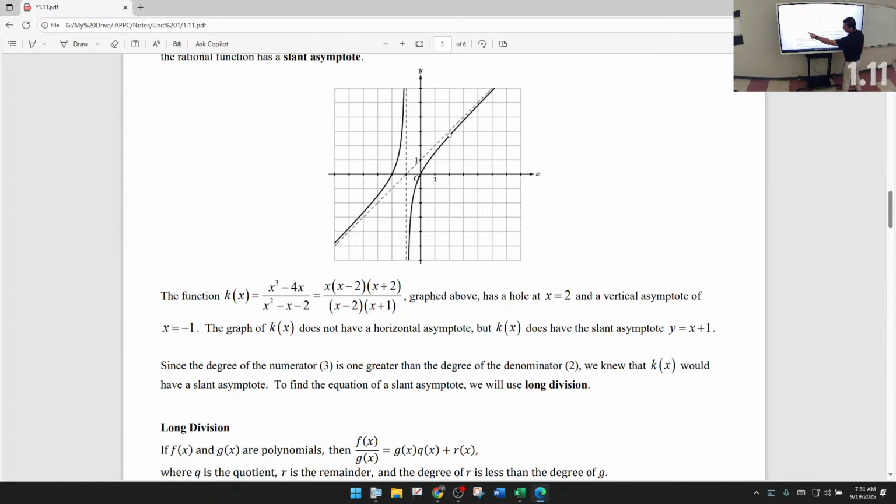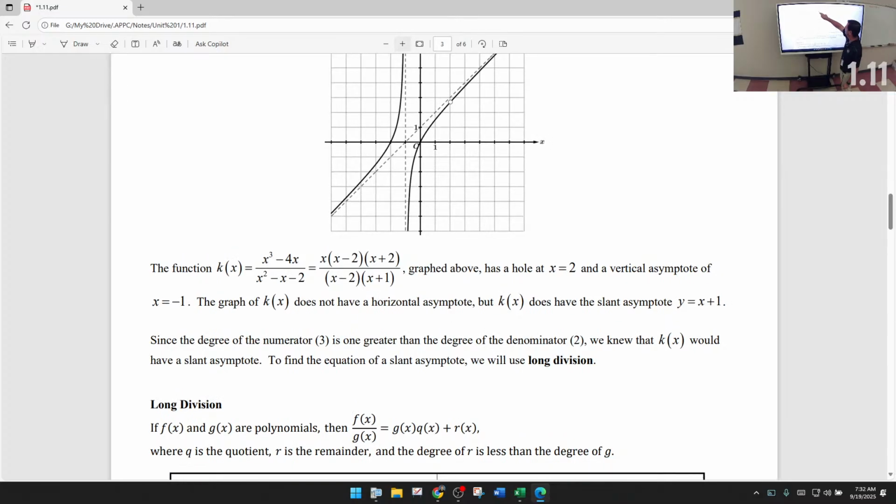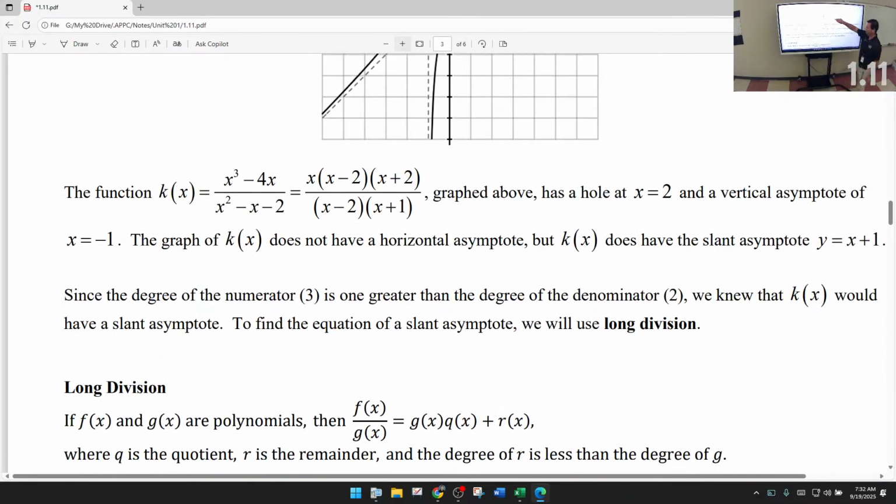So here we have a function: x cubed minus 4x over x squared minus x minus 2. Of course, the numerator factors into x plus 2, x minus 2. The denominator factors to x minus 2, x plus 1. So what makes this class, again, difficult? Why are you not full page? There we go, that's better.